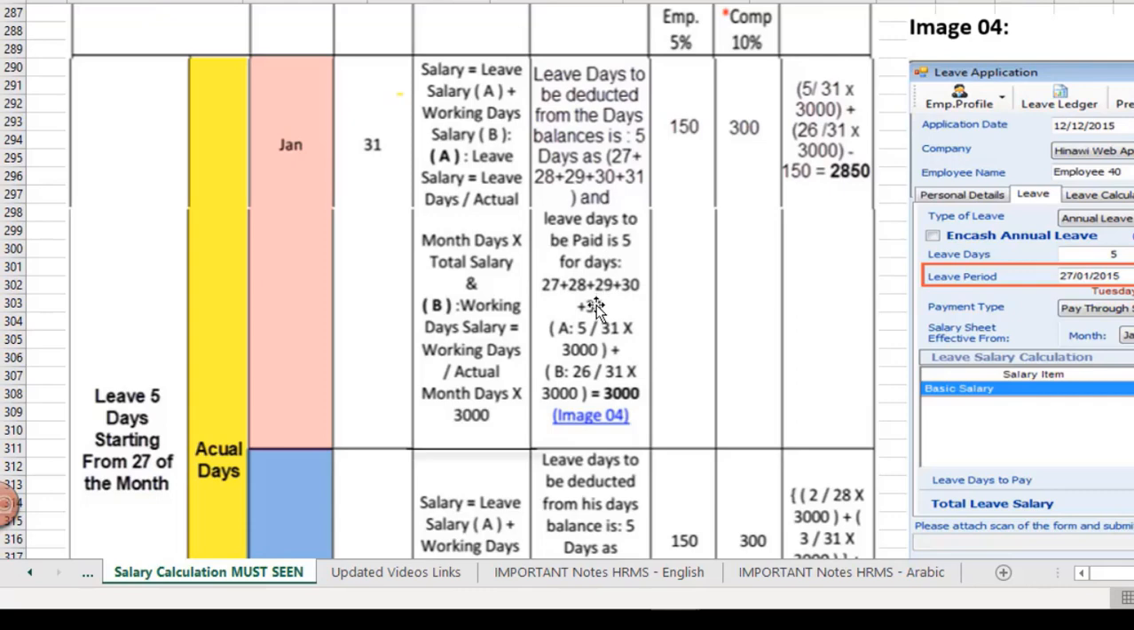So if we want to calculate part A and part B and add them together, they will result as 5 divided by the 31, which is reading from here, multiplied by the salary, which is 3,000, plus part B, which says that the working days were 26 days. Why are they 26 days? Because since there are 31 days in January, and then minus those 5 days, it will result in 26. Because 31 minus 26 gives us the following.